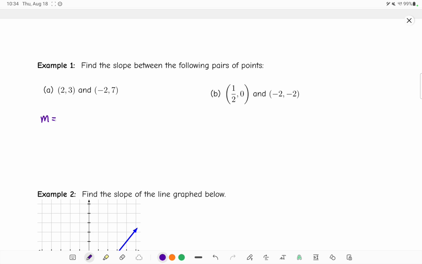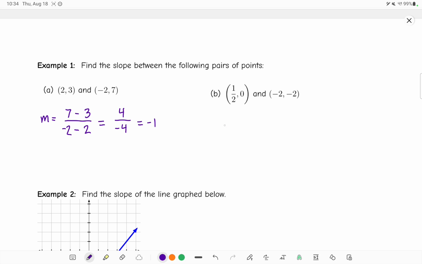So m is 7 minus 3 over -2 minus 2. So 7 minus 3 is 4. -2 minus 2 is -4. 4 over -4 is -1. So the slope for A is -1.